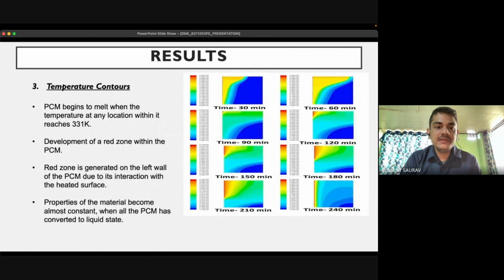Temperature contours. PCM begins to melt when the temperature at any location within it reaches 331 Kelvin. Development of the red zone within the PCM: we can see that the red zone development starts at 90 minutes. This red zone is developed due to the interaction of the side of the PCM with the heated surface and the turbulence generated due to them. The red zone is generated on the left wall of the PCM due to its interaction with the heated surface. Properties of all the materials are almost constant when all the PCM is converted to liquid state.